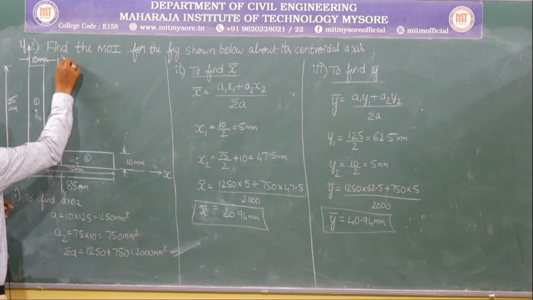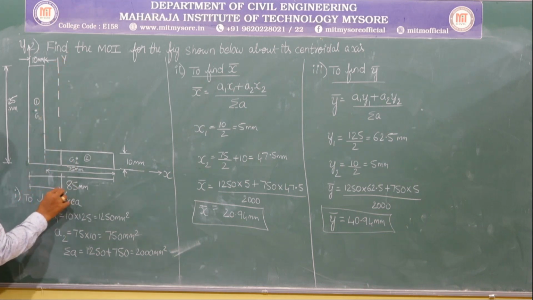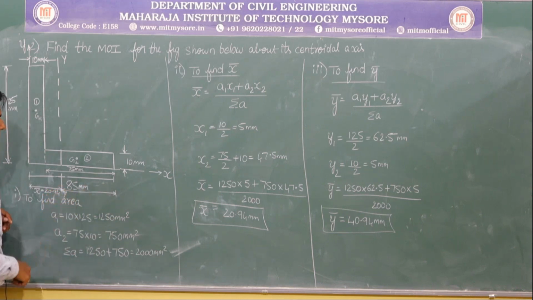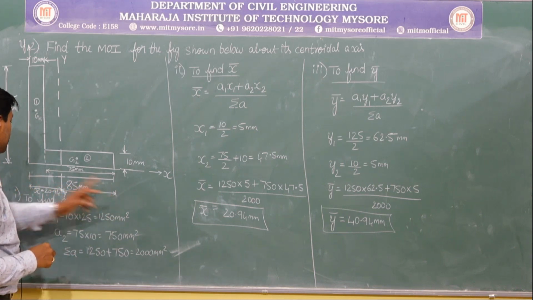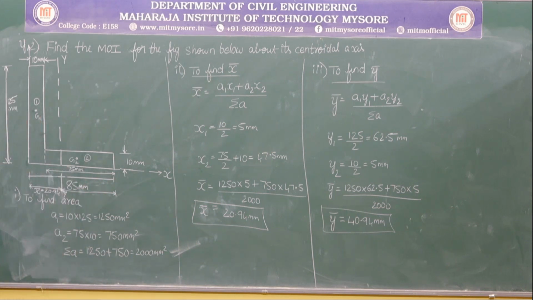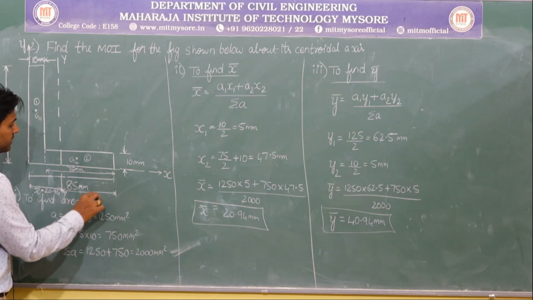Let me mark that particular value. This value is nothing but the x bar value, 20.94. Soon after getting this value, I suggest marking the remaining distance. Its total is 85. 85 minus 20.94 is 64.06.